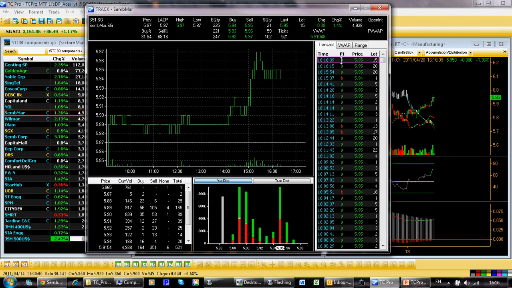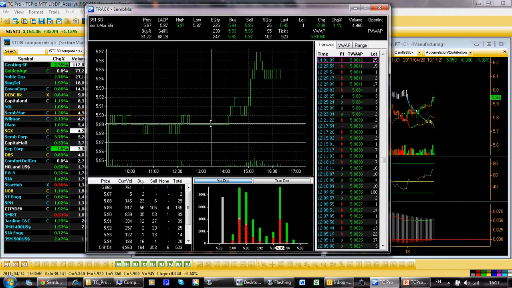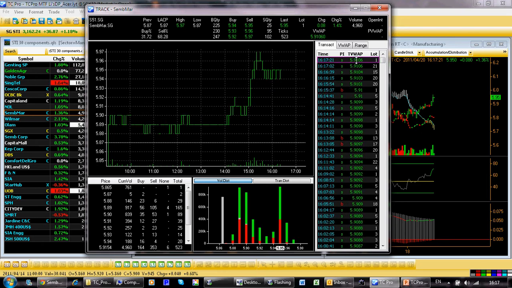This is the last done price, 5.95. As you can see here, you can also change the price to the TWAP. That means the time volume weighted average price. This is a calculation based on the volume weighted average price from the morning until now. Although the last done price is 5.95, from the TWAP you can see the average price is 5.9106. That means the price from the morning with the volume transacted until now is at 5.9106.